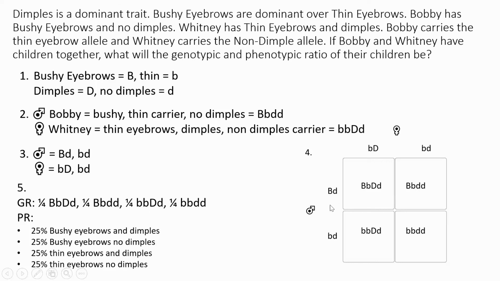Then we have to interpret those as phenotypes. So this first one, they're going to have both dominant phenotypes because they have a dominant allele for both traits. So that's bushy eyebrows and dimples, 25%. Here they have the dominant allele for eyebrows, but not for dimples, so they're going to have bushy eyebrows and no dimples. Here they're going to have thin eyebrows and dimples because they don't have a dominant allele for eyebrows, but they do for dimples. And here they're going to have thin eyebrows and no dimples. So we write that out, 25%, and explain what the phenotype will look like.